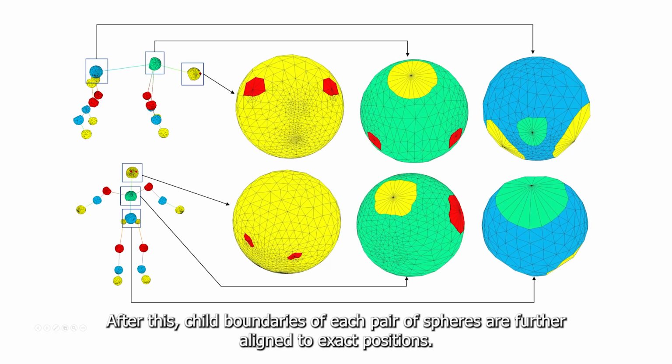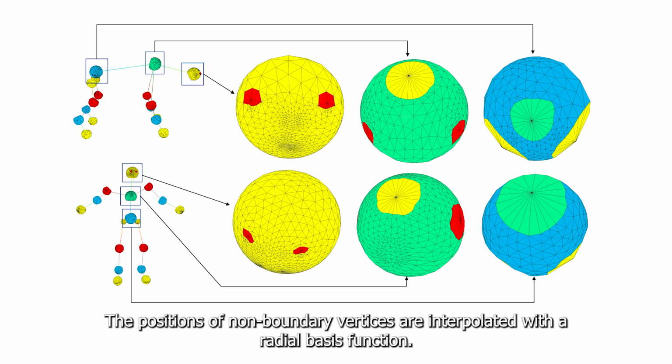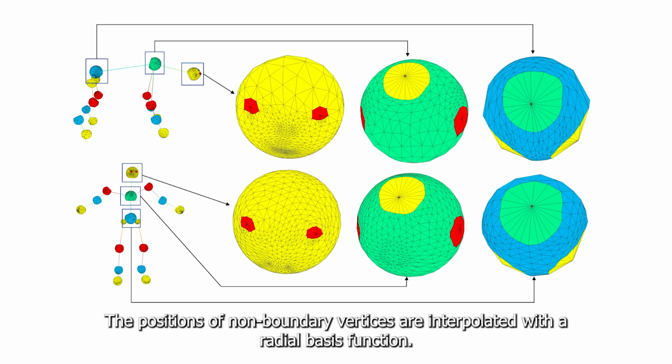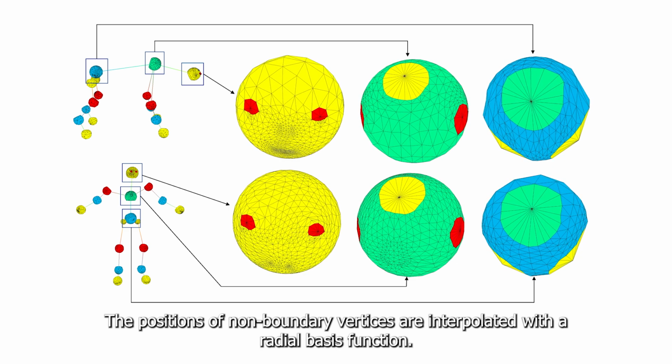After this, child boundaries of each pair of spheres are further aligned to exact positions. The positions of non-boundary vertices are interpolated with a radial basis function.